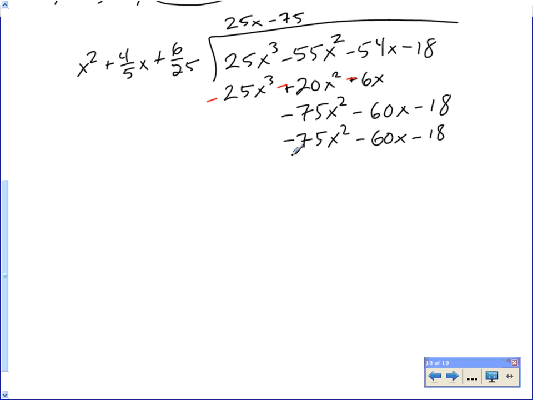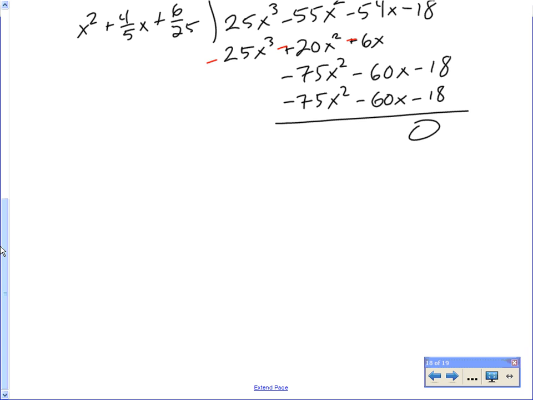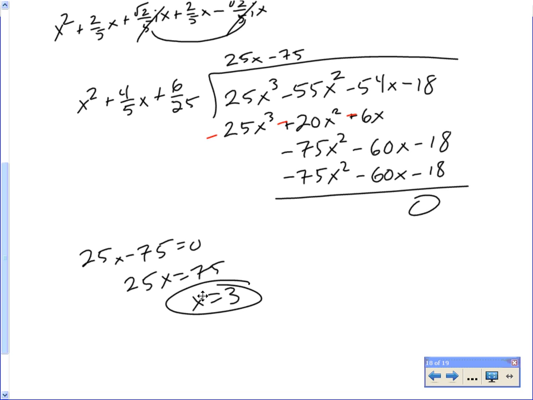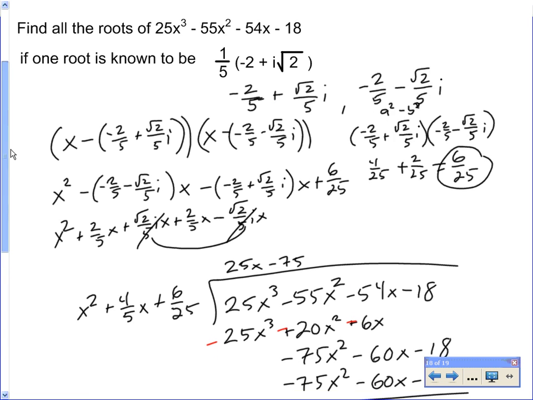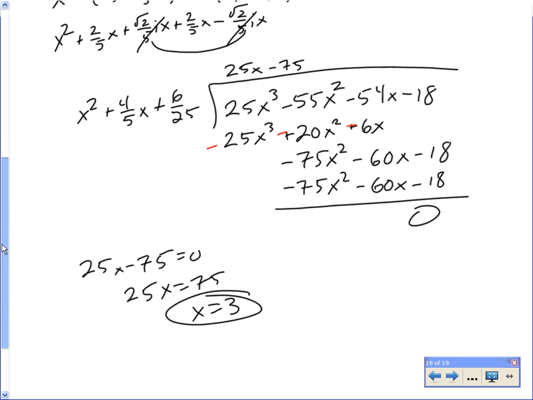When I subtract these away, I get a remainder of 0, which I should, because I knew that I had 2 factors of it. That means that in order to get my last root, I'm just going to set this answer equal to 0. So I get 25x equals 75, x equals 3. So I've got that root and my 2 complex roots here.